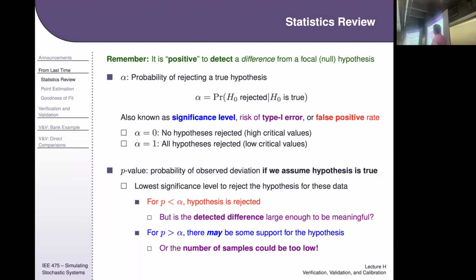The significance level gives us that threshold, where when the p-value is less than that threshold, we've detected a difference. When it's greater than the threshold, we're not willing to say that we've detected a difference. All right, so that's just review. Any questions about those terms? Everybody on board with that?